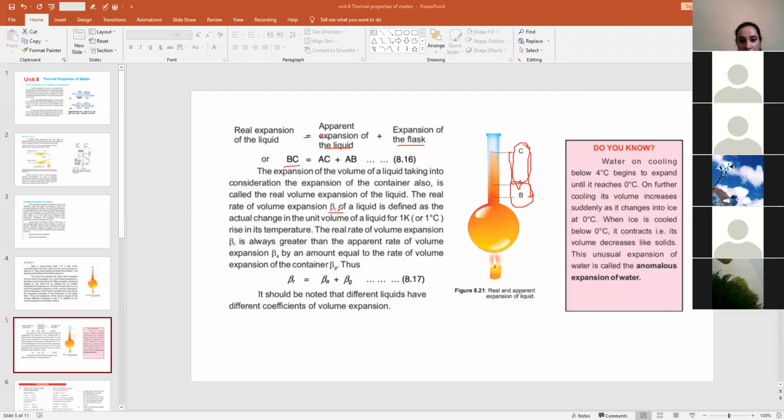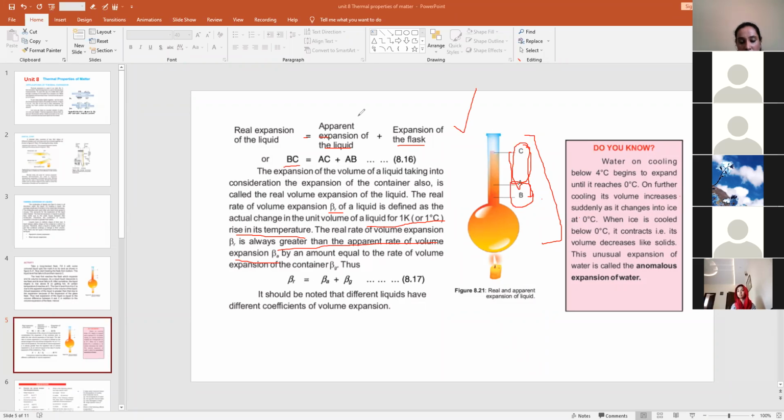R is placed to represent the real expansion, and it is defined as basically the actual change in the volume of a liquid for 1 Kelvin or 1 centigrade increase in temperature. So when we heat it, the temperature rises 1 Kelvin or 1 centigrade. So the real rate of volume expansion beta is always greater than the apparent rate of volume expansion. Obviously, you can see from this equation as well as from here that the real expansion is always greater than the apparent expansion, right?